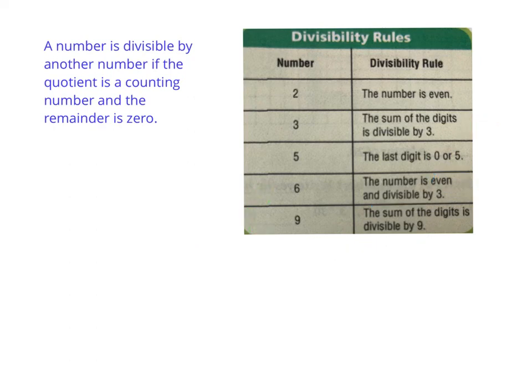And last, we know that a number is divisible by 9 if the sum of the digits is divisible by 9. So for example, let's look at the number 540. Let's add those digits up. 5 plus 4 plus 0 equals 9, and 9 is definitely divisible by 9. So 9 is a factor of 540.